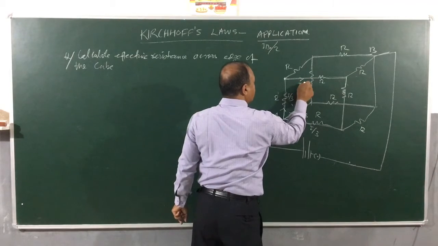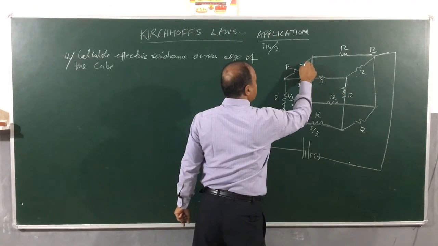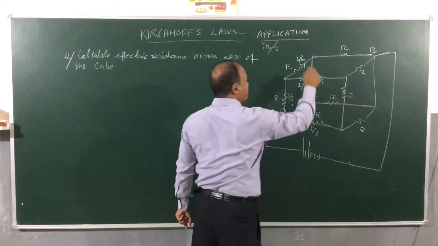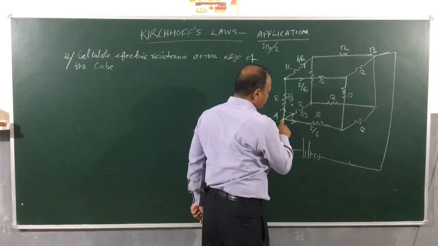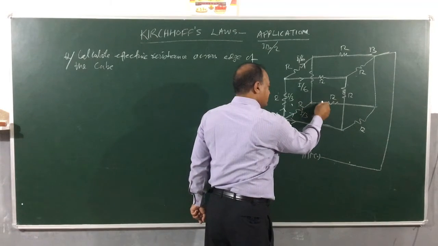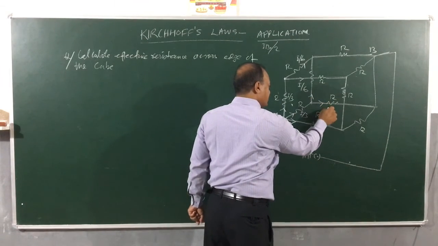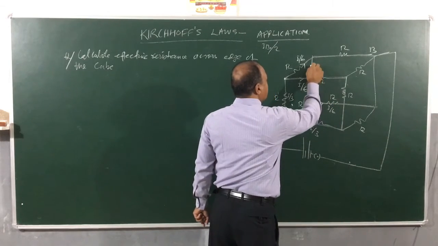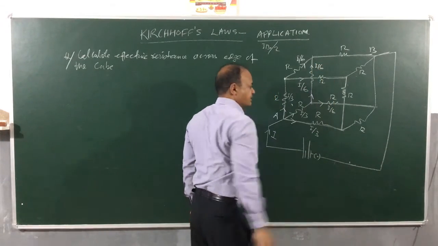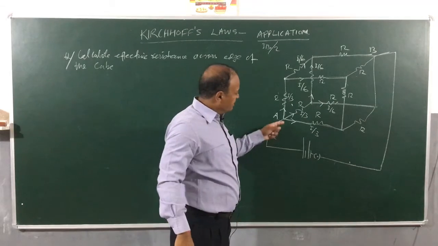So that means the current in this branch will be I by 6, and this branch will also be how much? I by 6. Clear? Now let us see this current I by 3. It is similarly split into 2 branches having equal resistance, so this current is also I by 6.